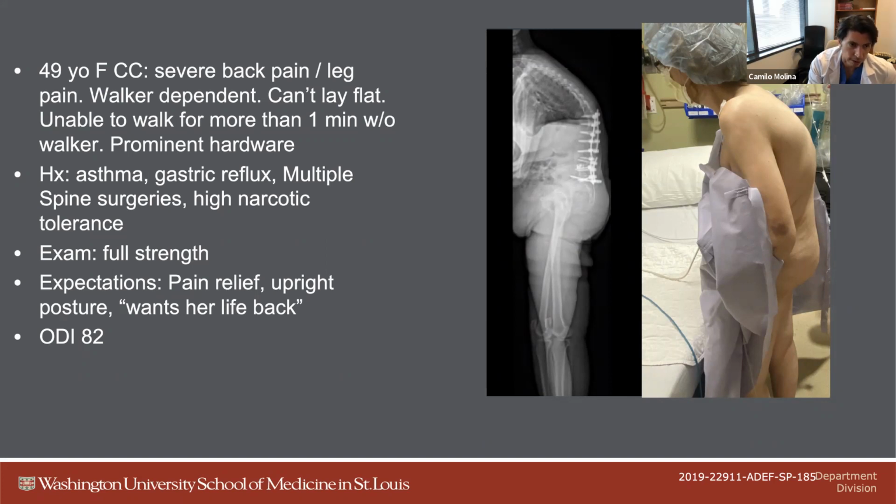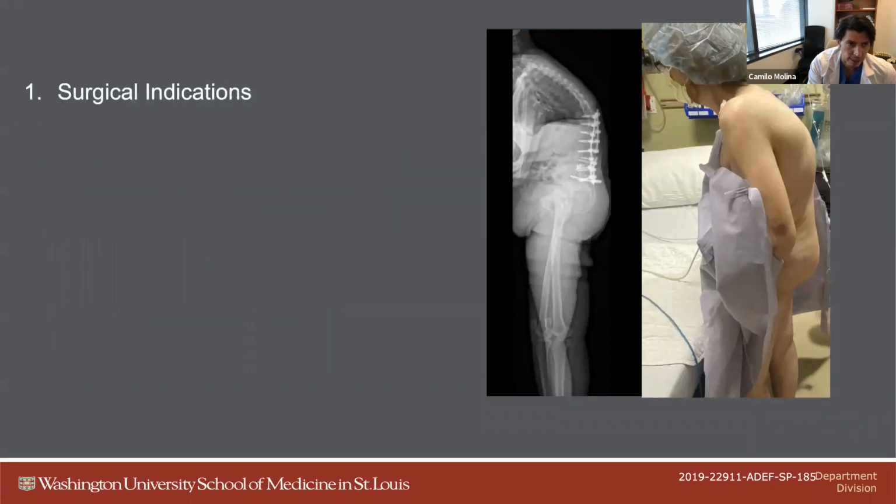She's neurologically intact. And when you ask her about her expectations, she says, I just want my life back. And her husband says that she is about 1.5 feet shorter than the day they got married. And the ODI is very high. So once again, surgical indications, pretty crystal clear here. Somebody with a failed fusion, broken rods, broken instrumentation.